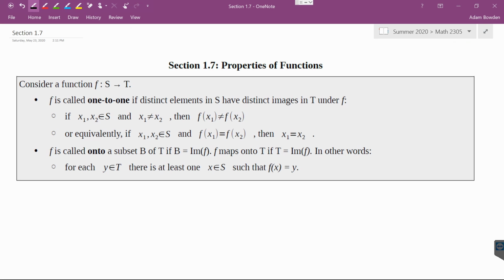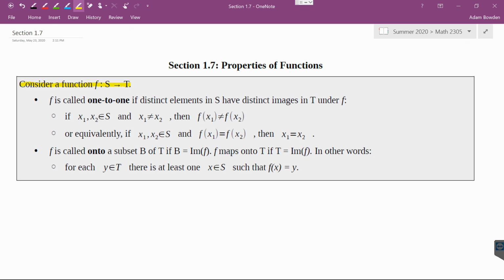Here we're starting on section 1.7, which is going to take us back to the topic of functions, but go a little bit deeper into some of their properties. Let's start out by considering a function f from the set S into the set T. We have two new definitions for this function.